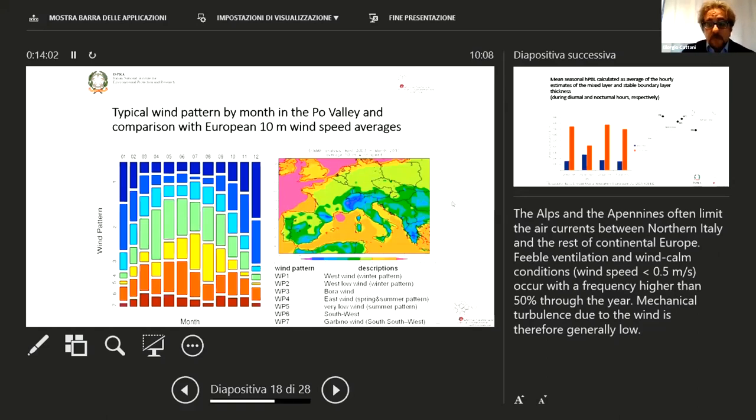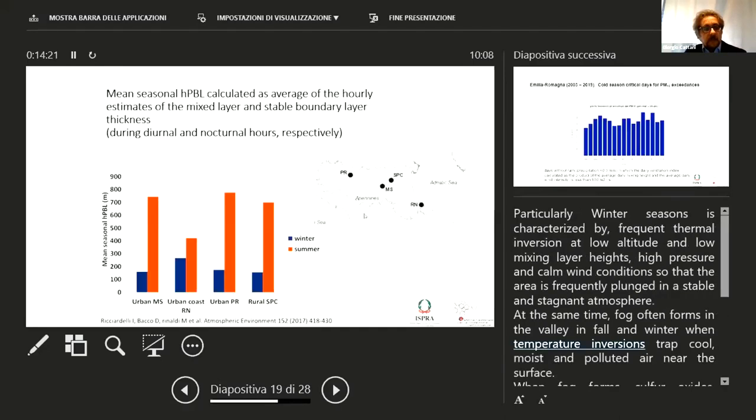Moreover, we have feeble ventilation and wind calm conditions most of the time, particularly in winter. So the mechanical turbulence is generally low. This is a problem for the accumulation of pollutants. But another problem is that the mean seasonal planetary boundary layer height is very low all over the Po Valley. This is an example for the southern side of the Po Valley.